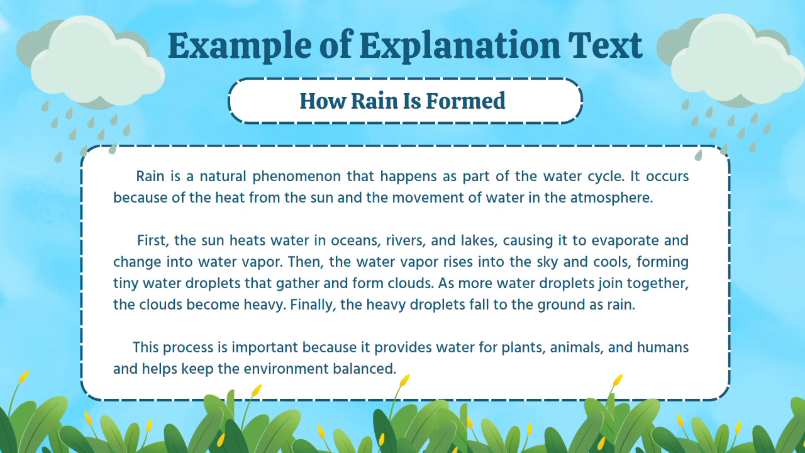As more water droplets join together, the clouds become heavy. Finally, the heavy droplets fall to the ground as rain. This process is important because it provides water for plants, animals, and humans, and helps keep the environment balanced.